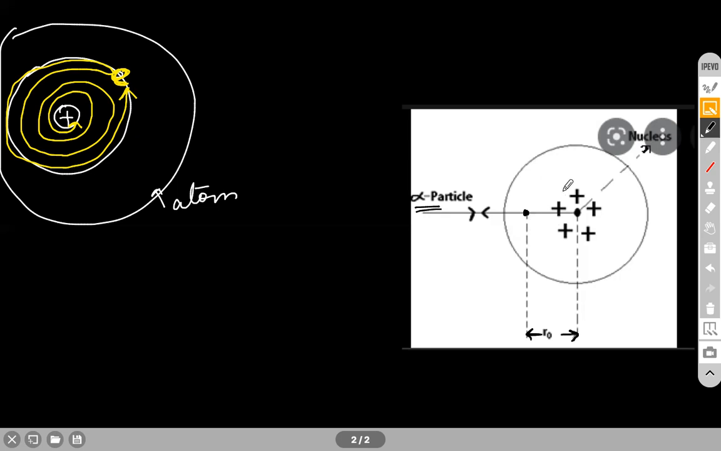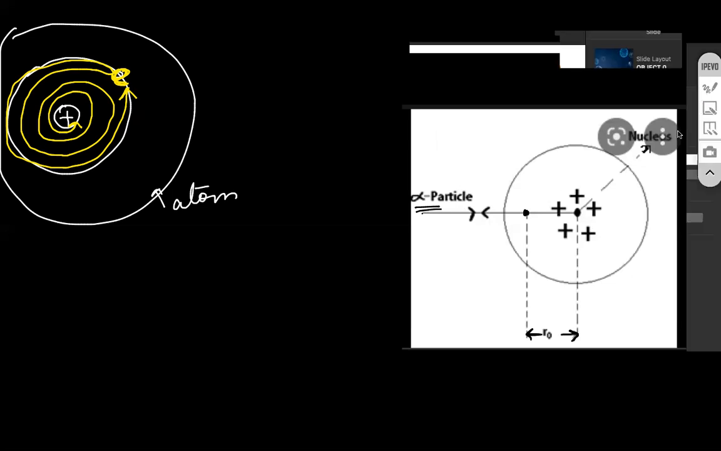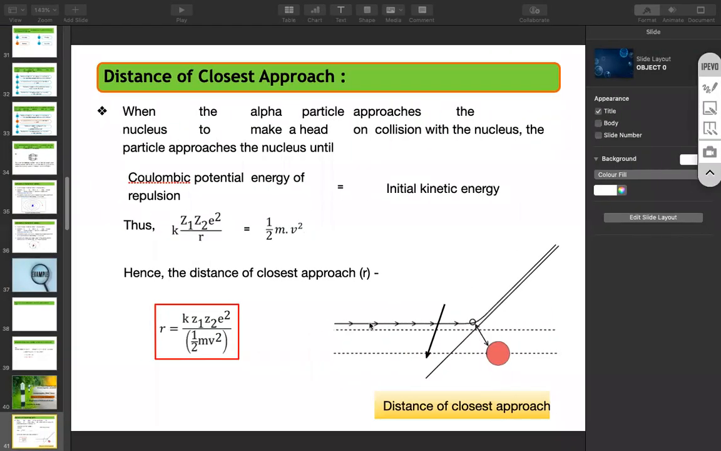Why am I saying radius of nucleus? Because we don't know the exact shape of the nucleus. I'm just assuming that wherever my alpha particle's velocity becomes zero, I will consider it as the radius of the nucleus, because that is the radius till where my alpha particle can reach. In other words, alpha particles are bombarded here, this is the nucleus, and somewhere the alpha particle gets deflected in this direction. So this distance is called the distance of closest approach.